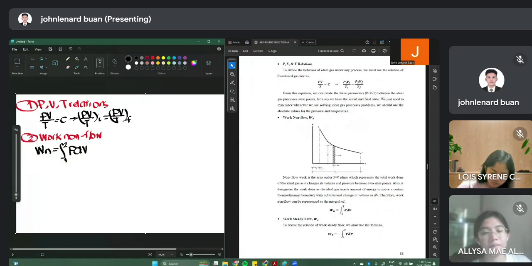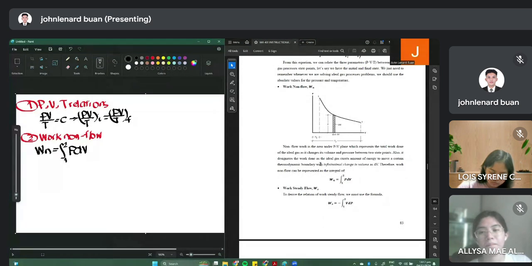And then we also have here the work steady flow. For work steady flow, our third general equation is for work steady flow.